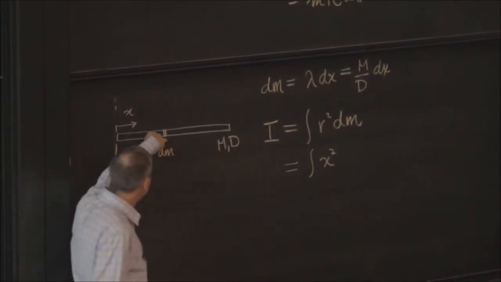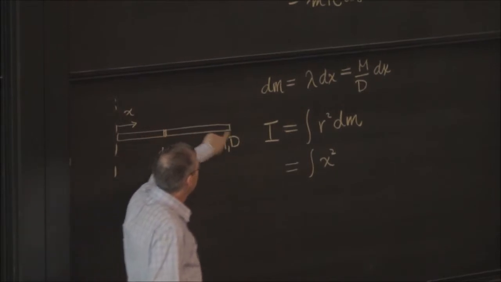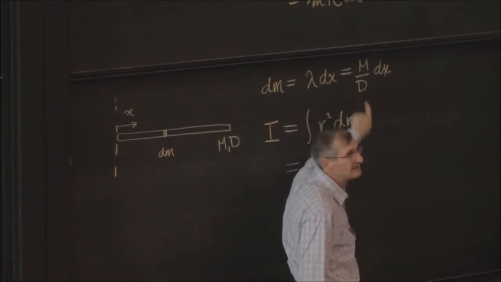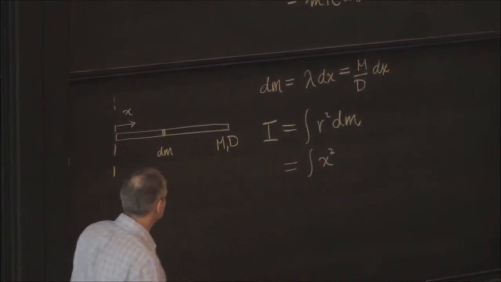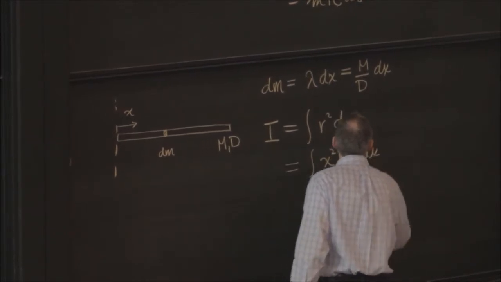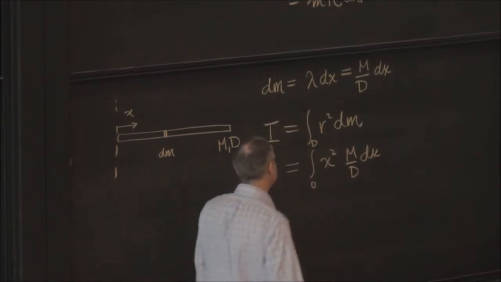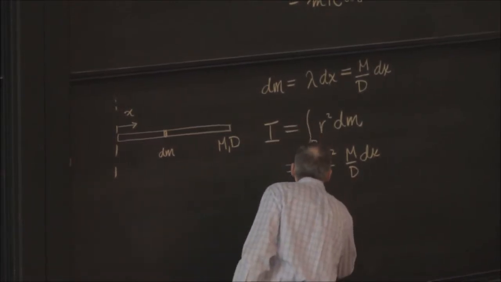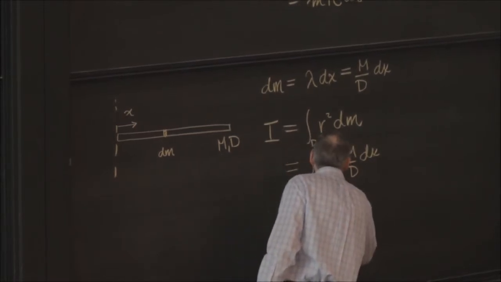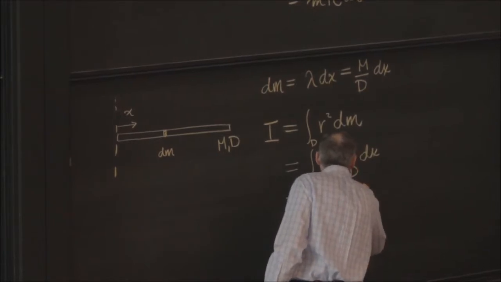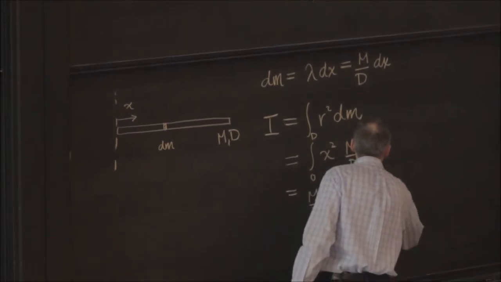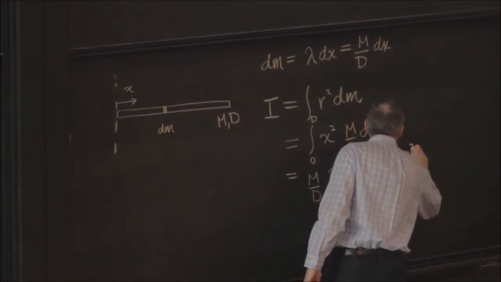And the little bit of mass at distance x away can be represented as the mass per unit length times a little bit of length. And the mass per unit length is just all the mass over all the length if it's uniform. So I have m over d dx from 0 to d. So that is m over d x cubed over 3 evaluated between 0 and d. That is to say 1/3 md squared.